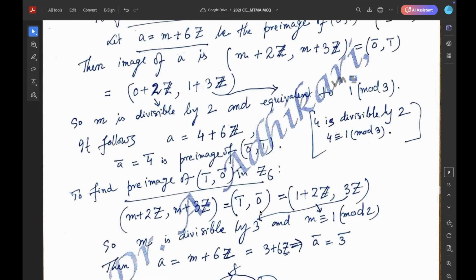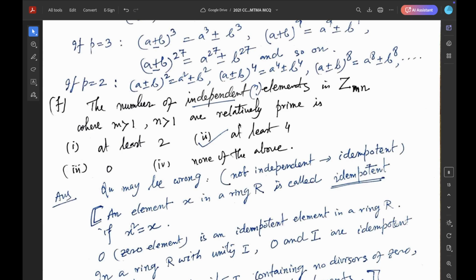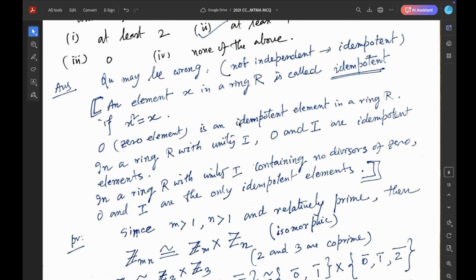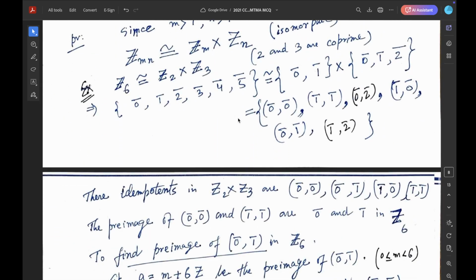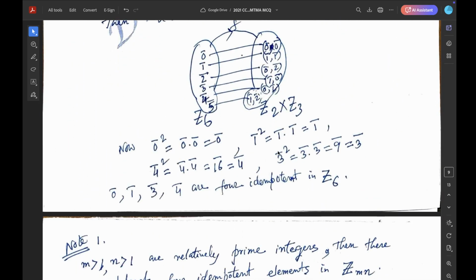So you write here only the at least 4 idempotent elements, and these are the at least 4 idempotent elements: class 0, class 1, class 4, and class 3.